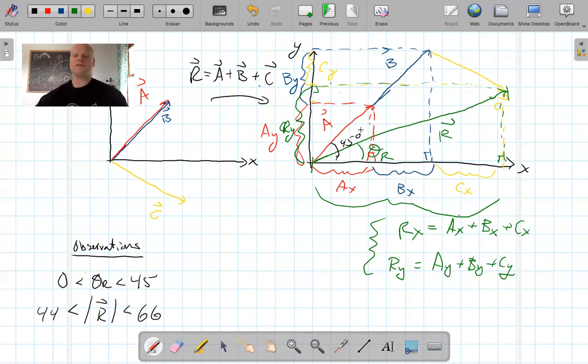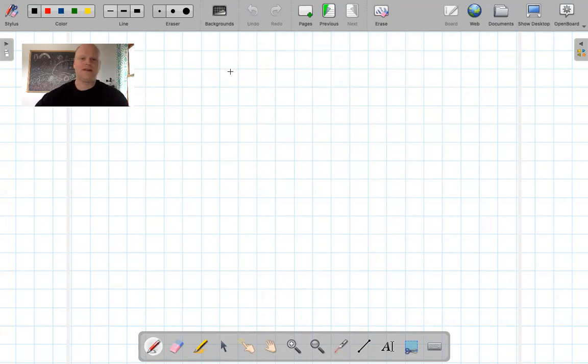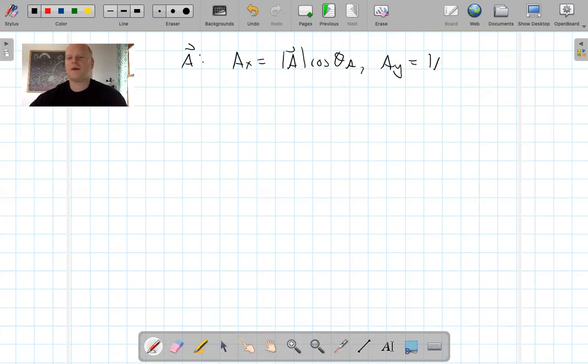So mathematically then, all I have to do is break each one of these vectors up into its components and then add the components together, where in this case I'm adding simply like components together. So for example, looking at vector A, I'm going to write down its X component. AX is going to be equal to the magnitude of A times cosine of theta A. And then AY is going to be equal to the magnitude of A times sine of theta A.